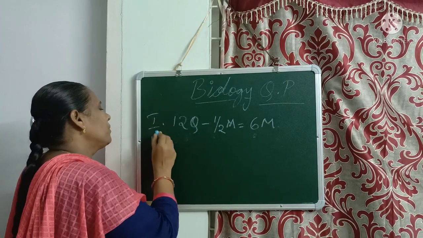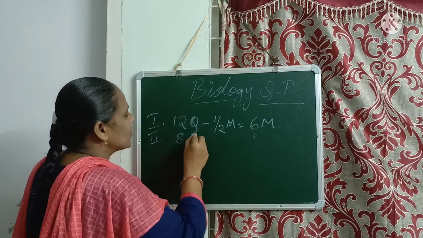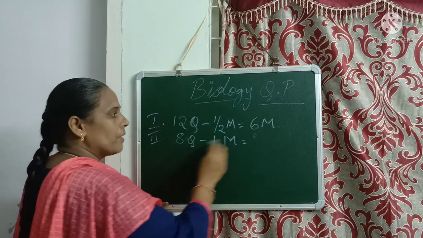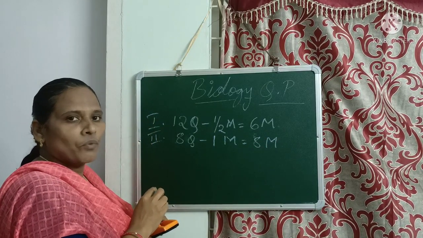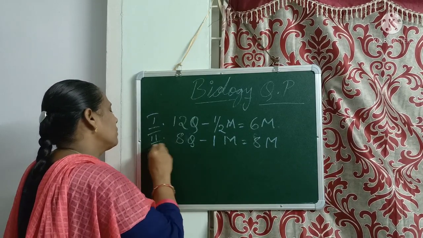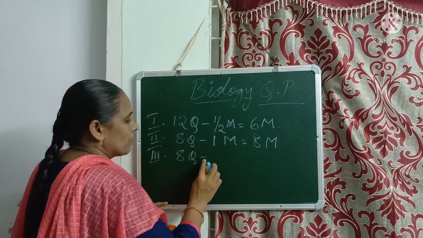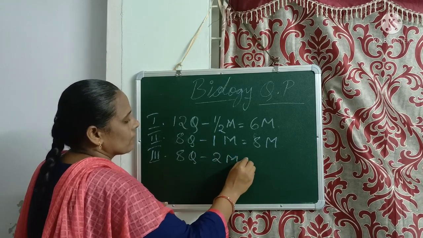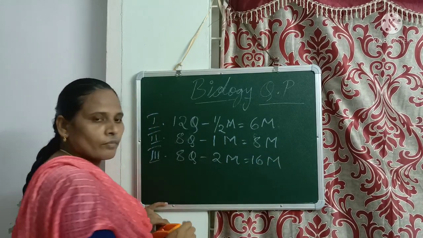Now coming to the second section, you have 8 questions. Each one carries 1 mark, so the total is 8 marks. You have to write one word or two word answers. In the third section, you again have 8 questions. Each one carries 2 marks, and the total is 16 marks.